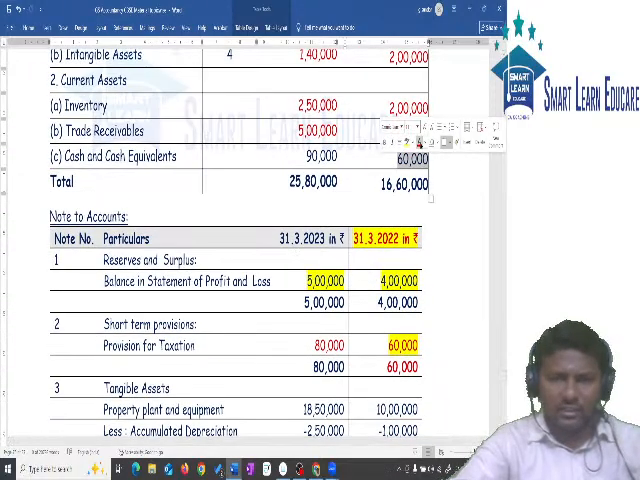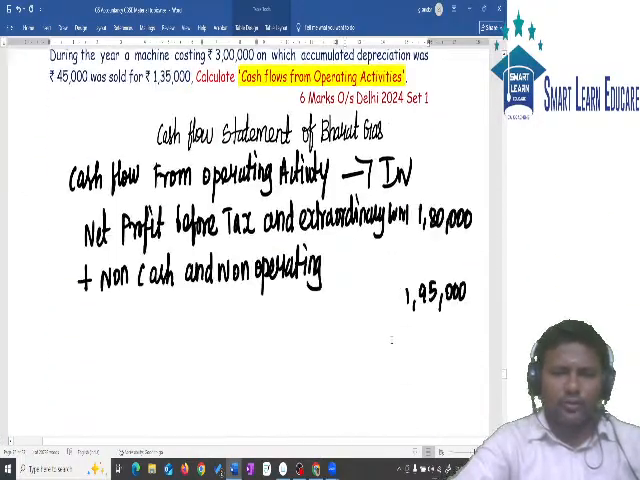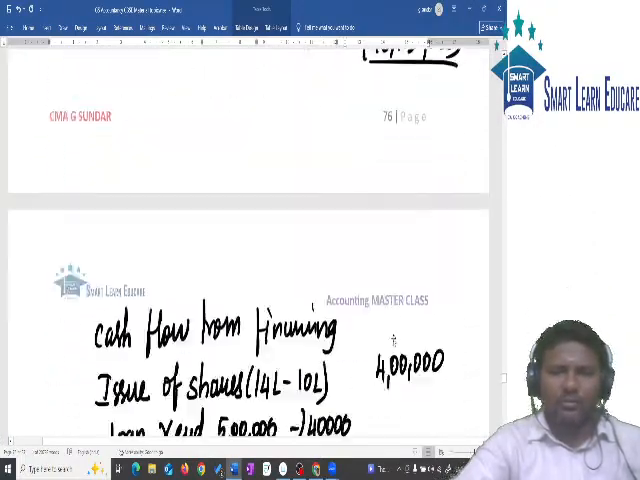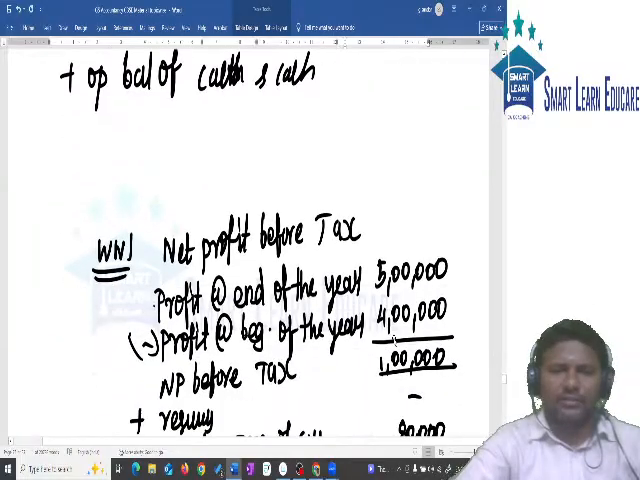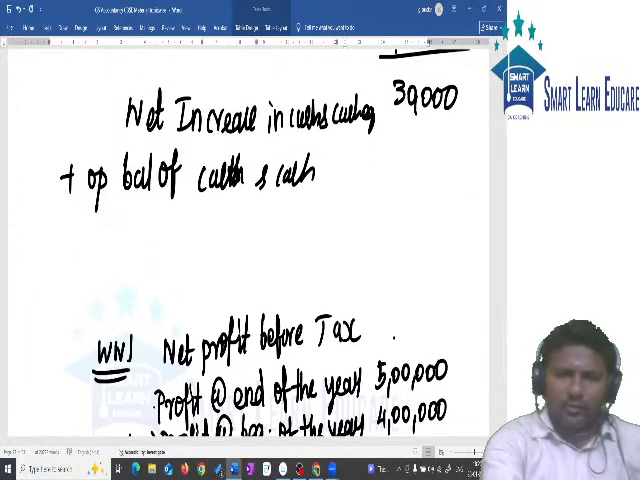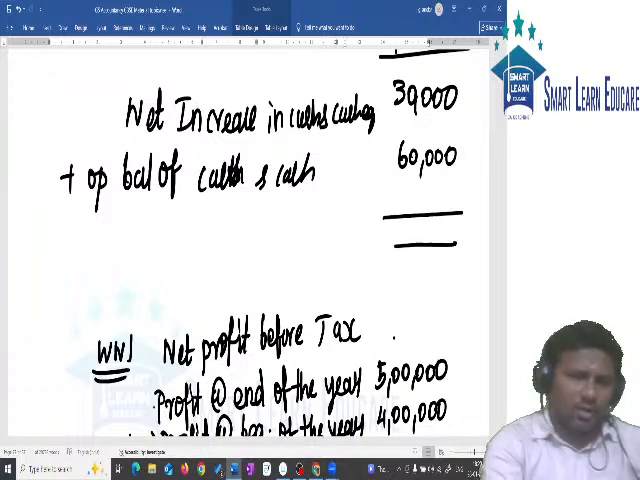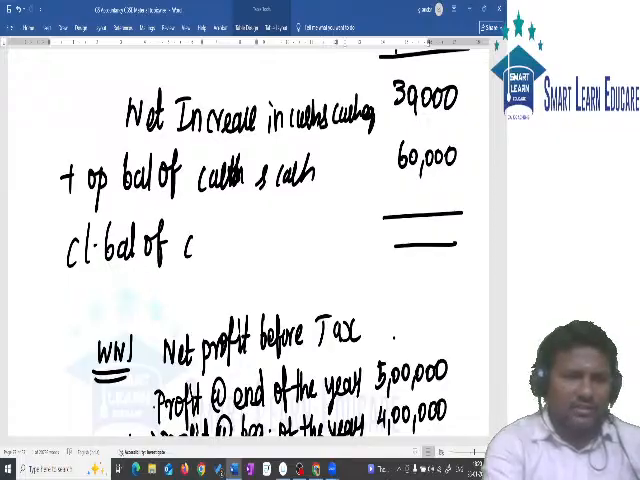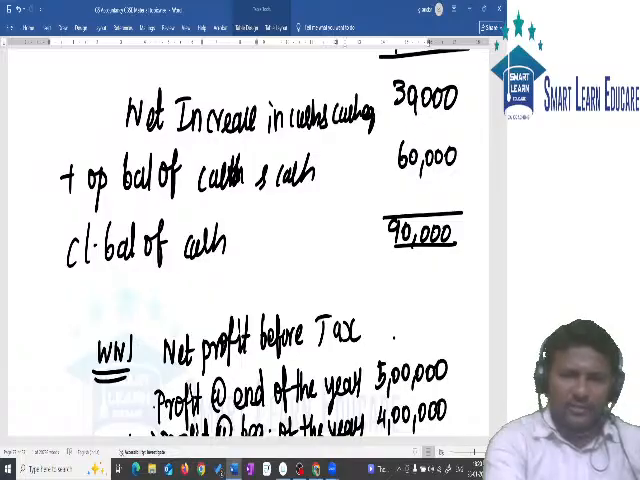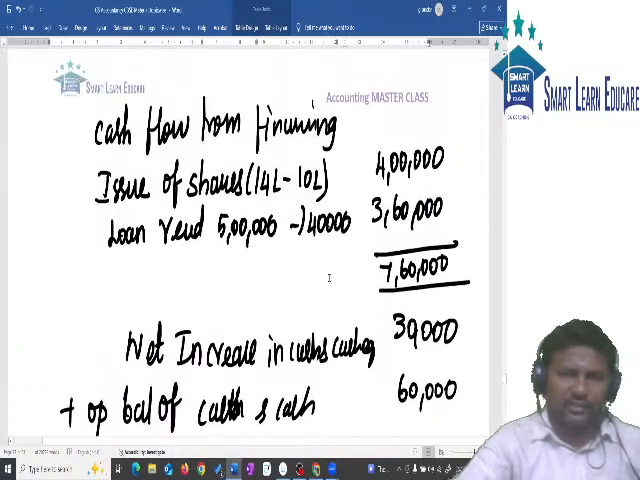Opening balance is 60,000. That 60,000 should be added with this amount. Upper net increase is 30. So what should be your closing balance? Closing balance of cash it is 90,000. எப்படி நெட் இன்க்ரீஸ் வந்தது அப்படின்னு சொல்லி இன்னொரு வாட்டி சொல்றேன், கவனிங்க.